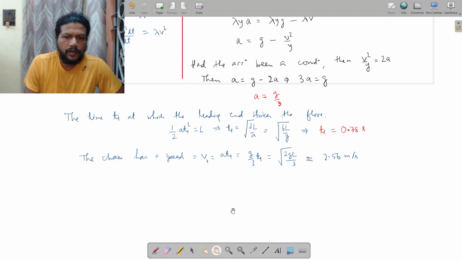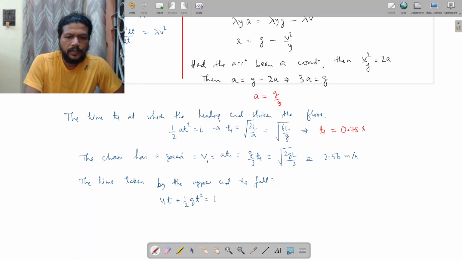The upper end is going to travel a distance L with an initial speed of 2.56 meter per second, which is v1, and the total displacement being equal to L. So the time taken by the upper end to fall is given by the equation v1 t plus half g t square equal to L. Upon solving this quadratic, it gives us the value of t as root of twice L by 3g.